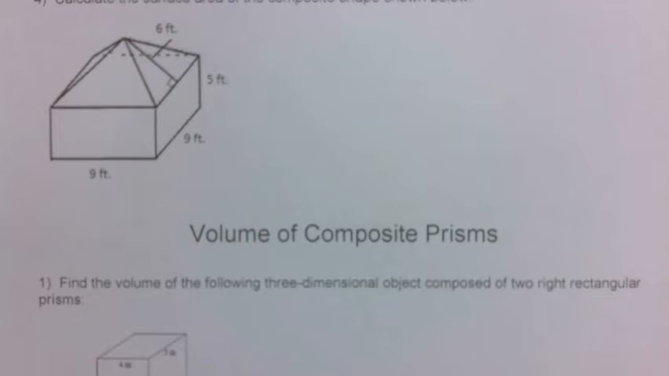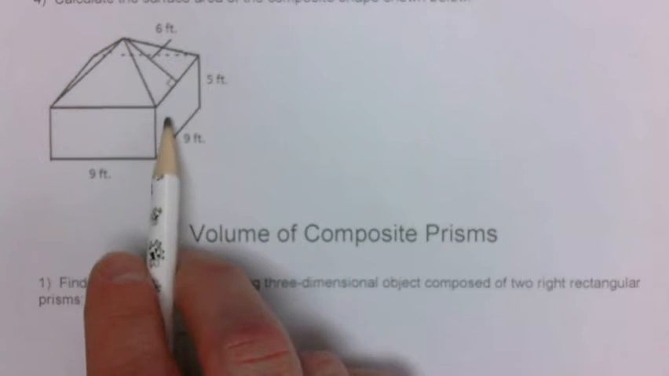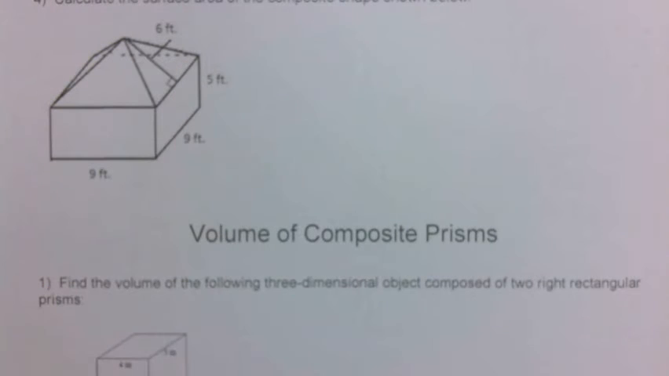In our next example, they would like us to calculate the surface area of the composite shape shown below. All right, looking at this composite shape, we can see that this bottom part is a rectangular prism, and on top of it, we have a rectangular pyramid. And I want to know what the surface area is going to be. So once again, I need to know the area of all of its outside faces, and once I know those, I can add them all together.